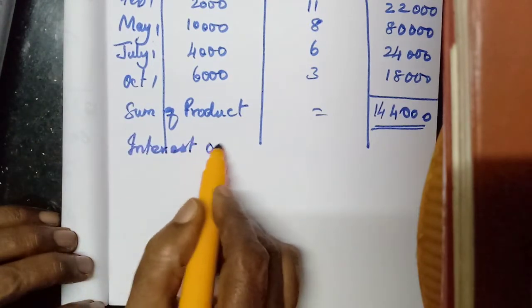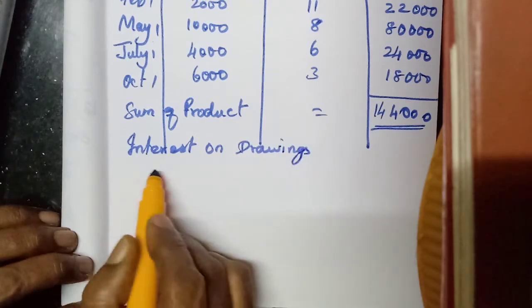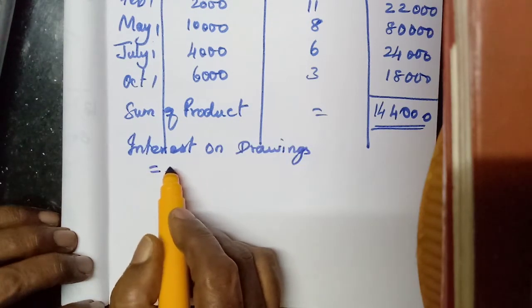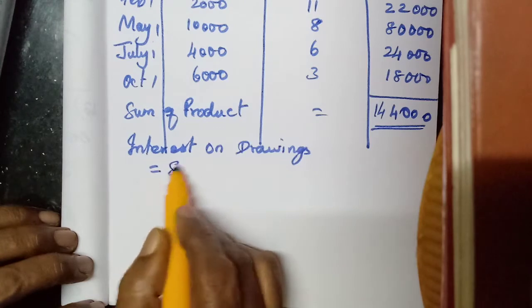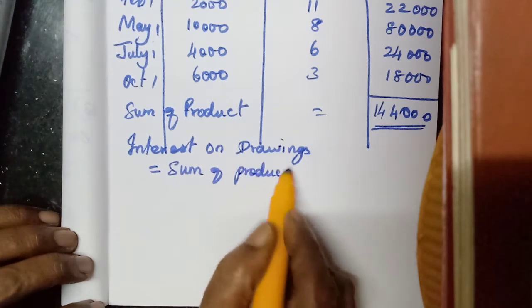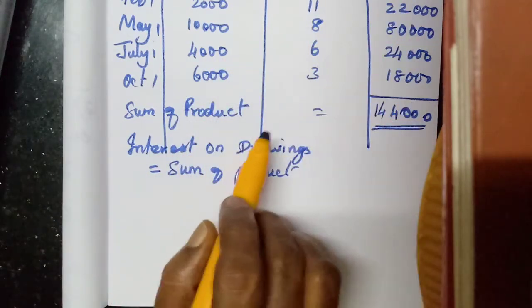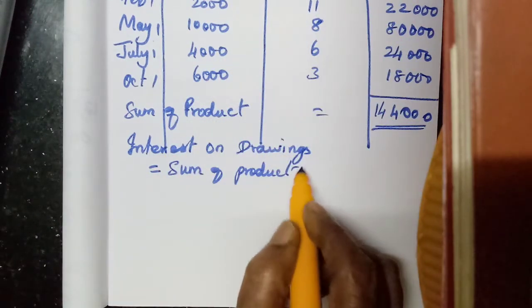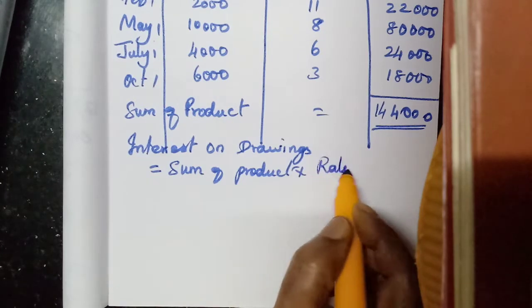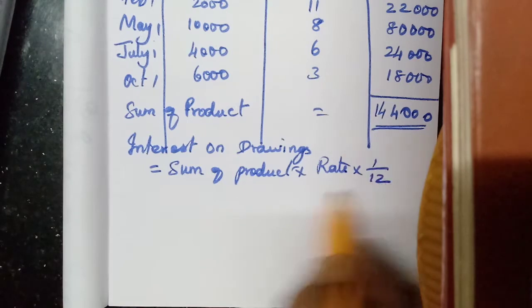Interest on drawings is equal to first sum of product. Product method, you have to remember this one only. We have to calculate the product, then the sum. Sum of product into rate into 1 by 12.